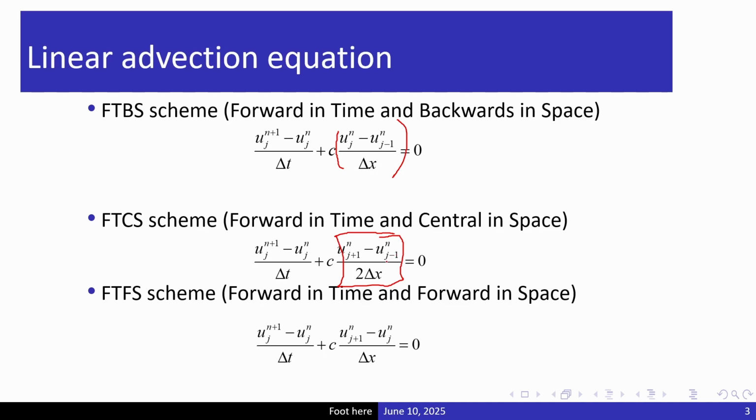The third numerical scheme that we'll be testing is forward in time and forward in space. So both are more or less the same except this index. Here we'll be getting j minus 1. Here we'll be having j plus 1. That's the only difference. But this plays a big role in the stability of the numerical methods.